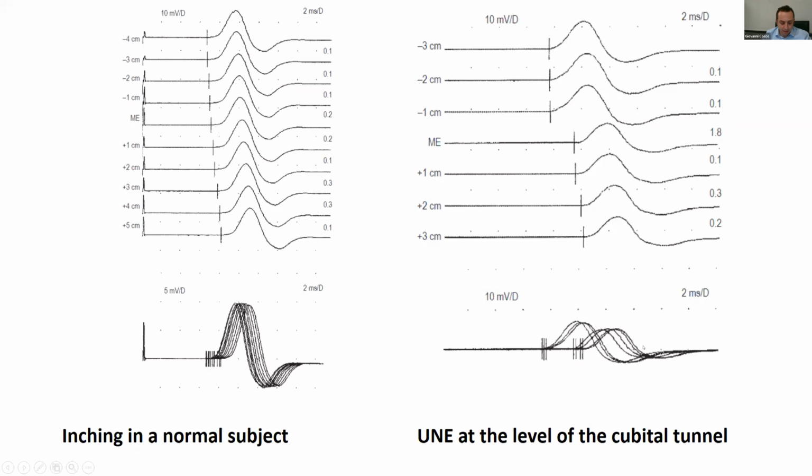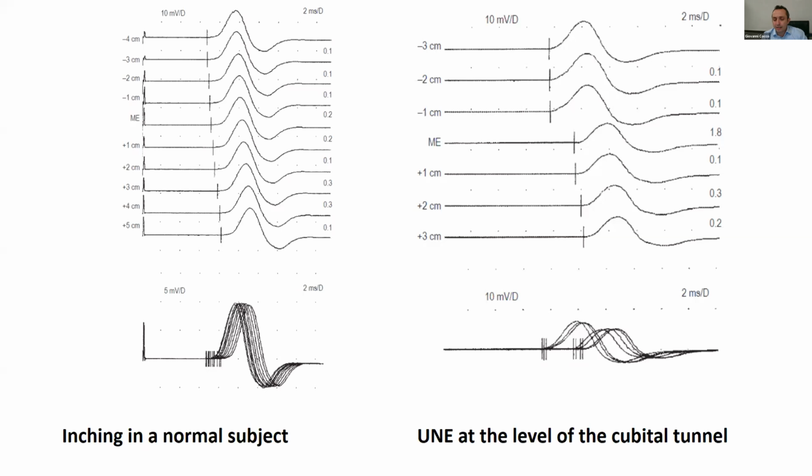And in this case, the inching has not only confirmed an ulnar neuropathy at the elbow, but it has localized the lesion at the level of the cubital tunnel. So even if these techniques can be technically demanding, they can give quite important pieces of information in order to decide how to manage the patient.